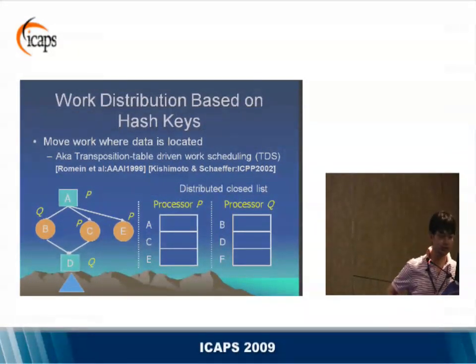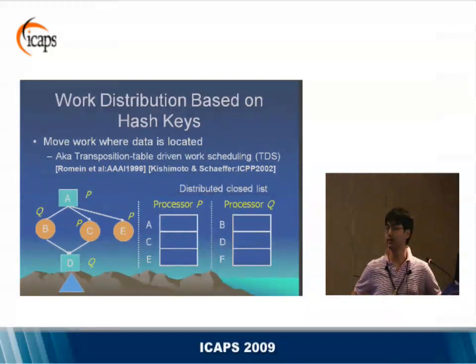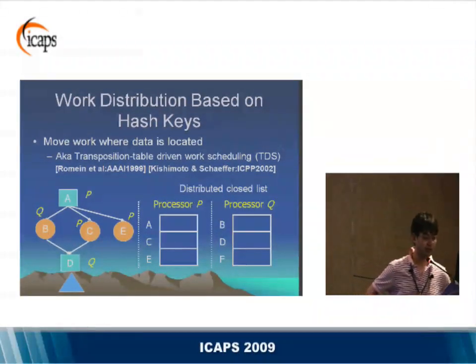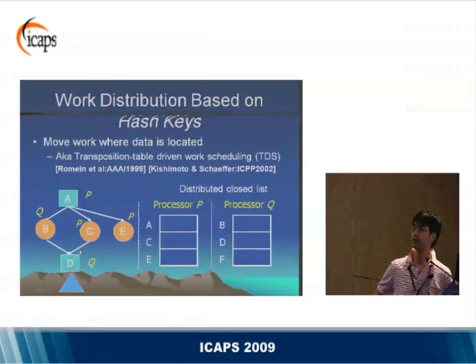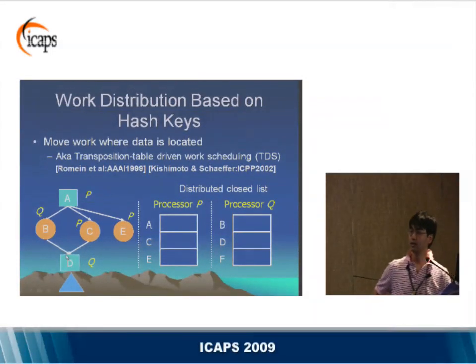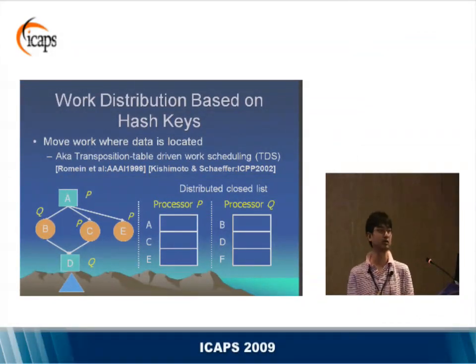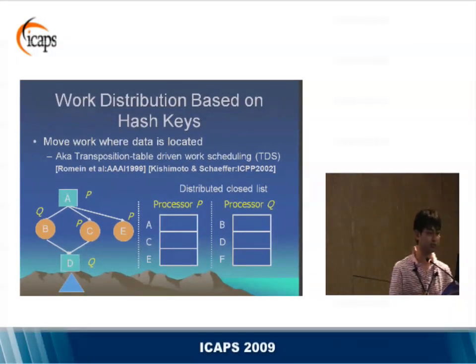And the good news is that we can find duplication. The reason is that if processor Q creates a node of D, a state of D, and while it creates a state of D as well, these two states must go to Q because these entries are here. So processor Q knows whether we have duplicates or not, and by doing so, we can detect duplication.